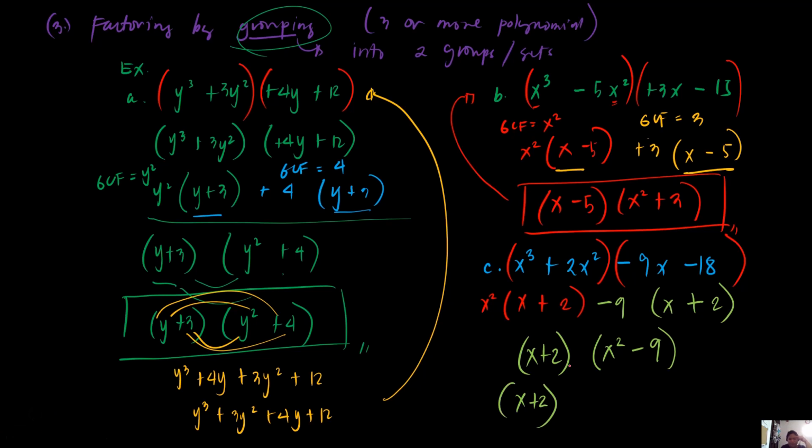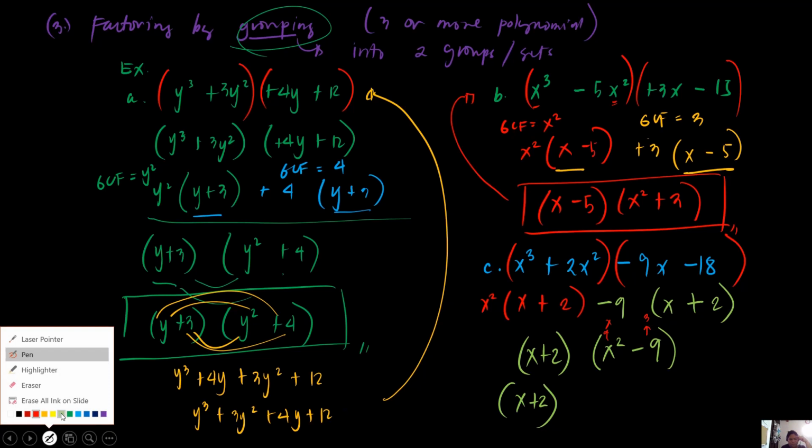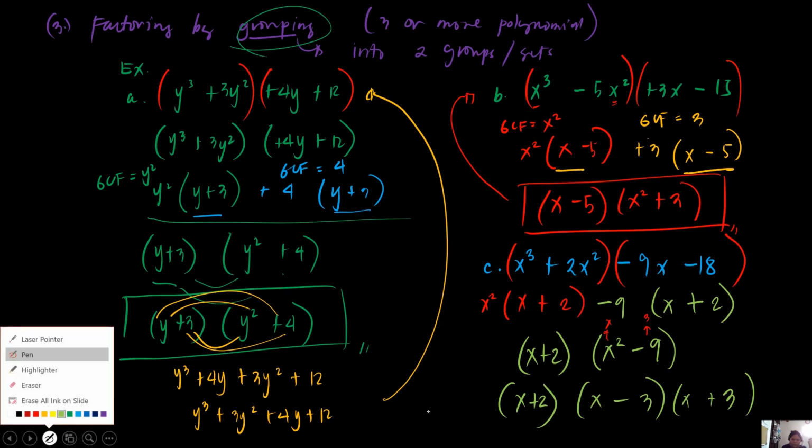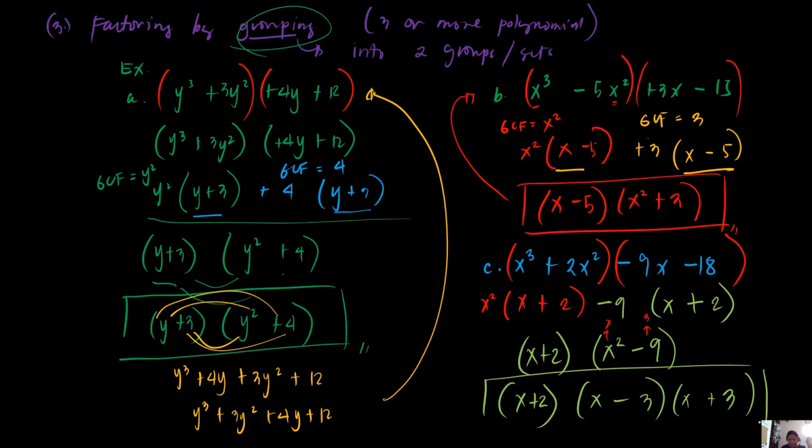Okay. What is the value of a here? X. What is the value of b? We have 3. So when we take the difference of two squares, class, we will have x, which is our a, minus, plus, and our b is 3. Okay, so therefore, that is our final answer.